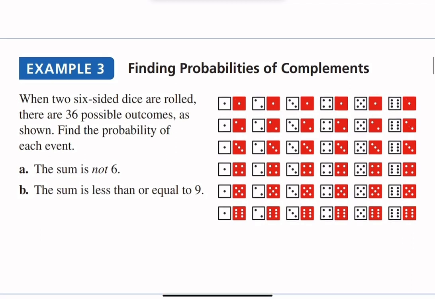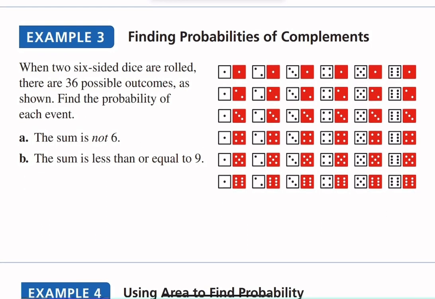So example 3, when 2 6-sided dice are rolled, there are 36 possible outcomes as shown. Find the probability of each of them. So A, the sum is not 6. That is the complement of the probability that the sum is 6. So for part A, I'm going to find the probability that the sum is not 6, I'm going to take 1 minus the probability that the sum is 6.